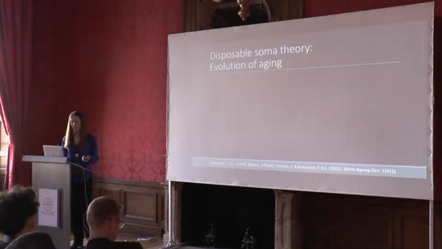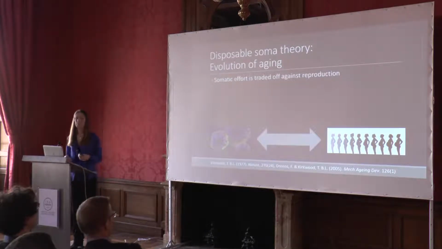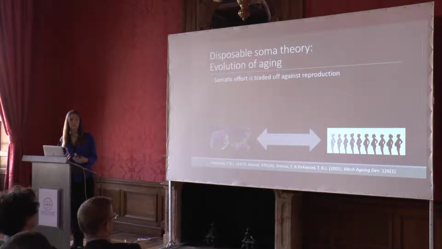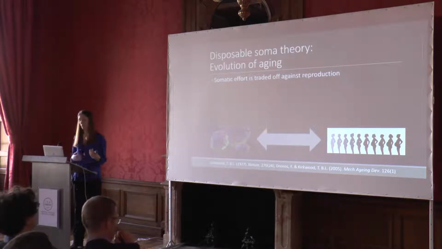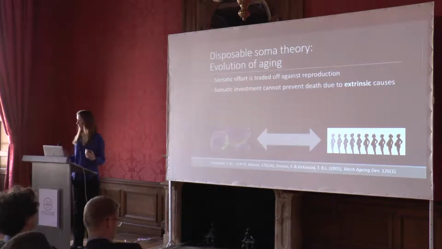Now, one of the key assumptions of disposable soma theory is that somatic effort is traded off against reproduction. So there's an idea that there are physical limits on how you can allocate your resources, particularly in terms of energy, and that what is allocated to reproduction cannot be entirely allocated to physical repair. And under these conditions, if there is any death due to extrinsic causes, now in disposable soma theory, extrinsic is defined as outside of the body.